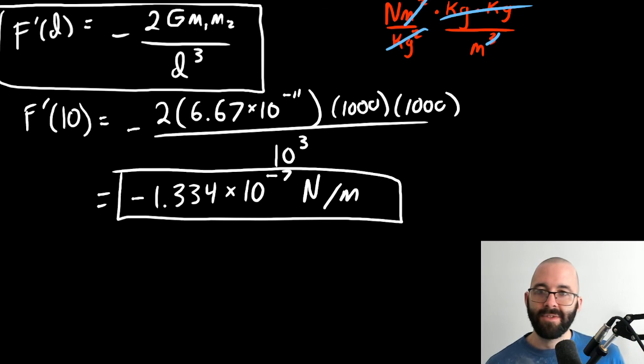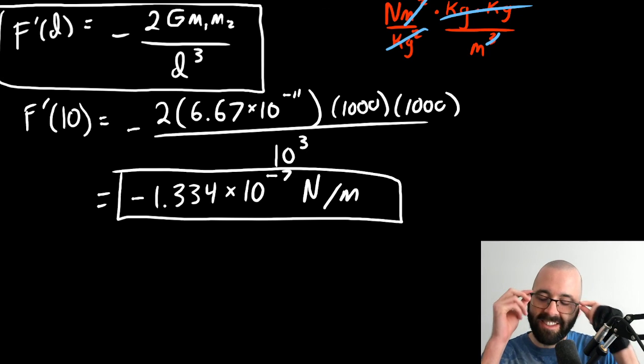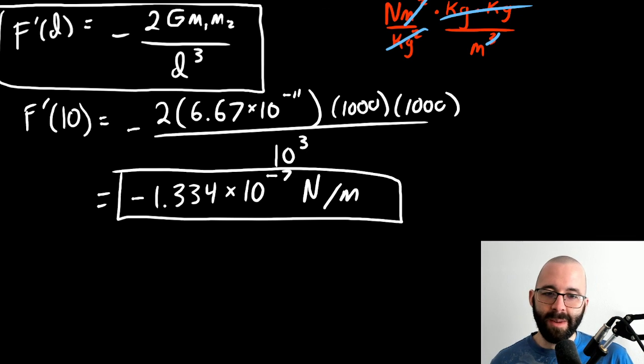All right, and yes, 1,000 kilogram objects that are 10 meters apart are not going to have a very high gravitational force between them. The bigger the mass, the smaller the distance, the bigger the gravitational force. That's pretty much it. Still a nice little physics problem.